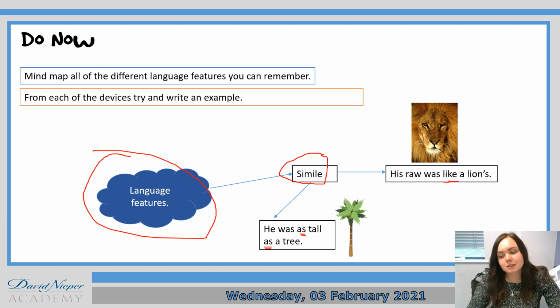So give yourself a good 5 to 10 minutes on this. Try and remember as many language features as you can, as they are going to help you in the next task.